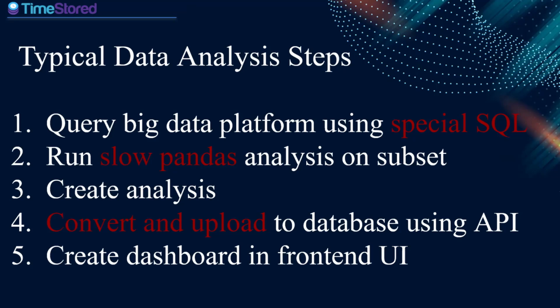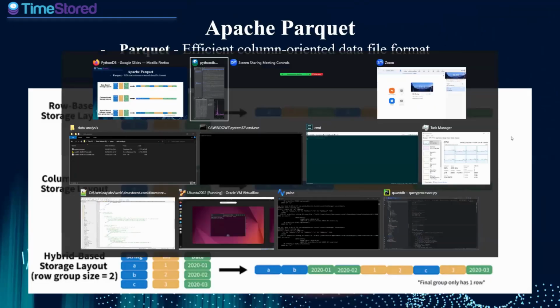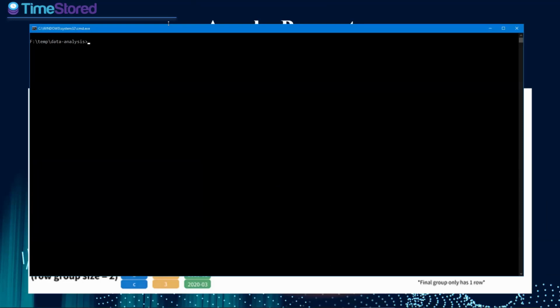The parts I've highlighted in red can be painful, and I would suggest we can get rid of some of them. So what I'm hoping to do is three steps: one, run fast SQL and Polars against data, both remote and local. Two, create the analysis, which is the key thing I'm trying to do. And three, create the dashboard in the front end. So removing those more painful steps. Okay, let's skip to the actual demo.